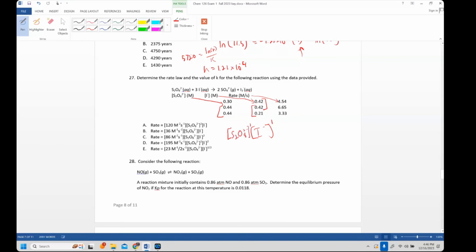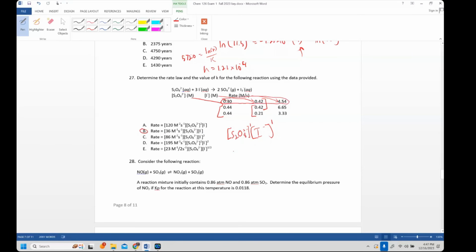So it's first order with respect to both. And that leads us to answer choice A or B only. And because it's that easy, we don't even have to find the rate constant. But we can very easily. Because we know it's first order with both, we can pick any trial. Let's pick trial 1.